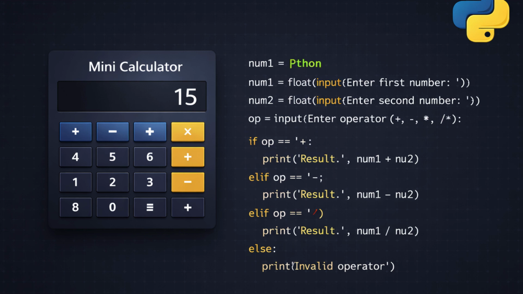If the operator is plus, the numbers are added. If it is minus, they are subtracted. If it is division, the numbers are divided. If the user enters an invalid operator, the program prints invalid operator. This is a simple example of using user input, operators, and conditional statements together.